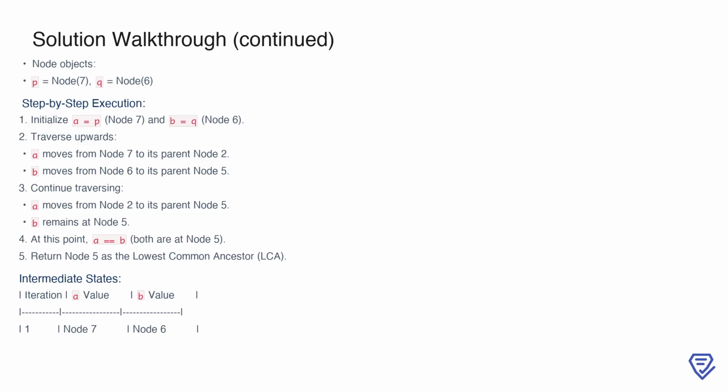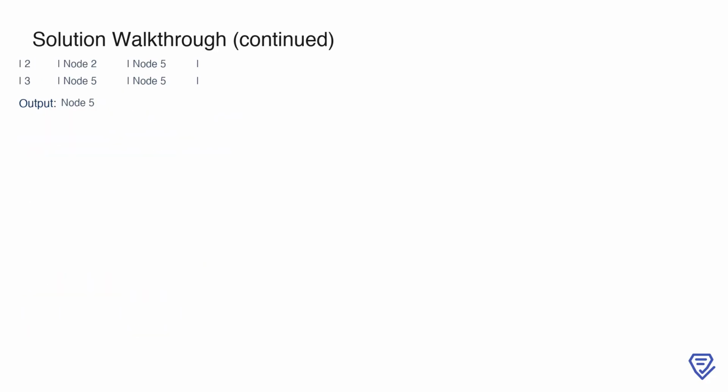Let's take a look at the intermediate states to see how the algorithm reached this conclusion. In the first iteration, A is at node 7, and B is at node 6. By the second iteration, A has moved up to node 2, while B is at node 5. In the third iteration, A moves up again to node 5, and now both A and B are at the same node, node 5. Since the pointers meet, the algorithm terminates and returns node 5 as the output. This demonstrates how the algorithm effectively handles cases where nodes are on different levels of the tree, ensuring we always find the correct lowest common ancestor.